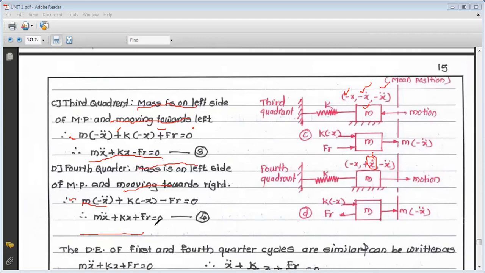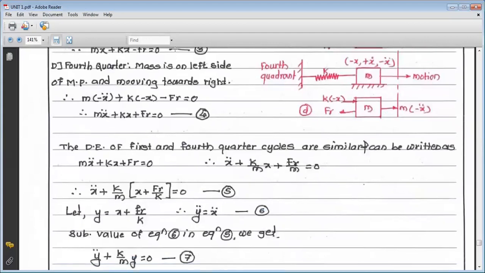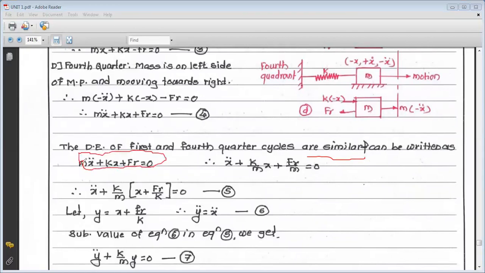Now if we consider all four quadrants, equation number 1, equation number 2, equation number 3 and equation number 4, from all these four equations we can see that in the first quadrant and fourth quadrant, or first quarter and fourth quarter, the equations are similar. That is m x double dot plus k x plus Fr. This is the equation. Now you have to divide this equation by m. So we get x double dot plus k by m into x plus Fr by m is equal to 0.